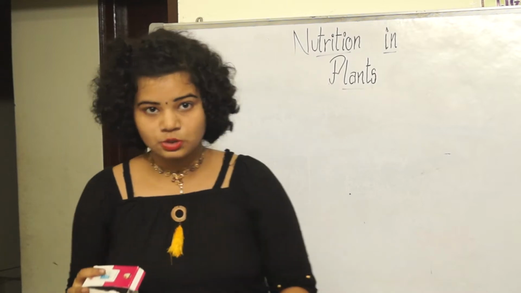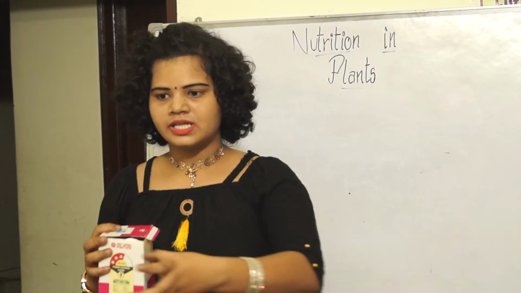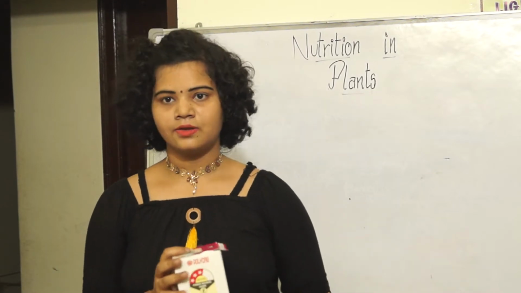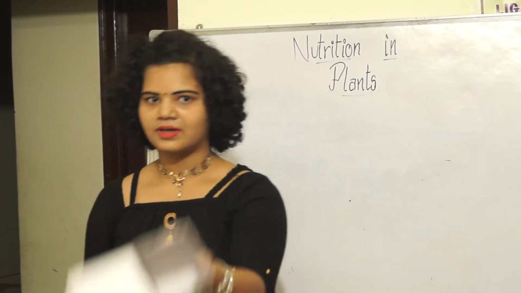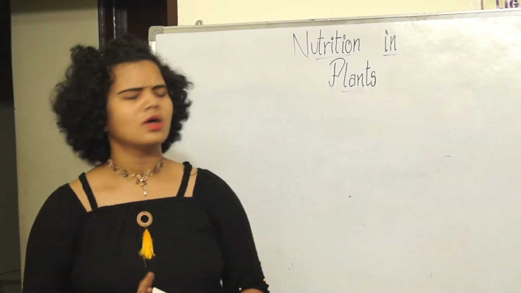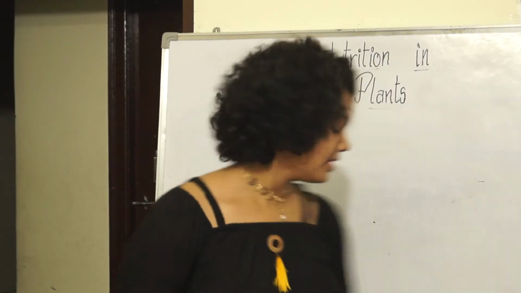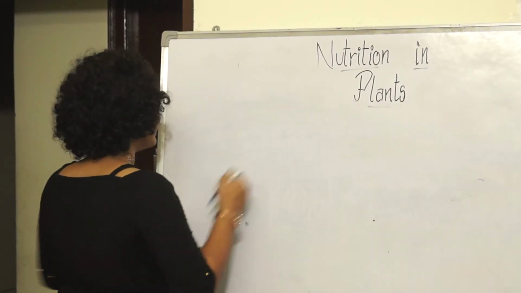So these structures help to capture the insects, and you have some digestive juices which are secreted, and by the juices secreted, the plant absorbs the insect. When the lid opens, the insect is no longer there in this box. So this type of plants are called insectivorous plants.